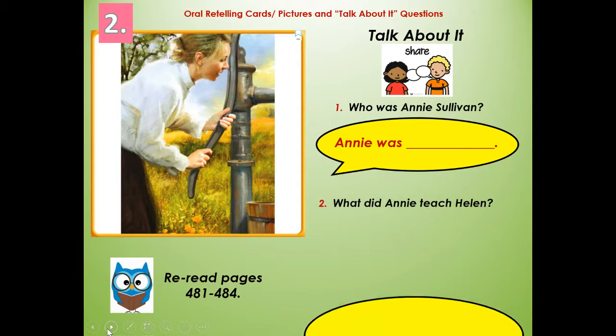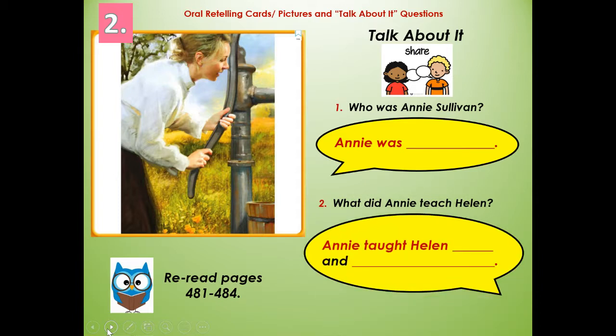What did Annie teach Helen? So Annie taught Helen blank and blank. So tell me two things she taught Helen. Well, Annie taught Helen how to control her behavior and how to understand the world around her, because Helen didn't understand because she was blind and deaf.